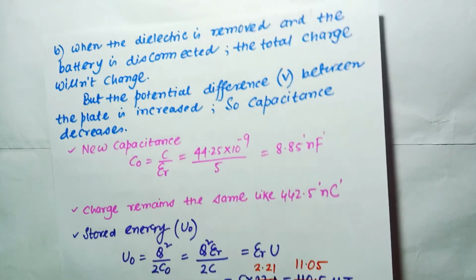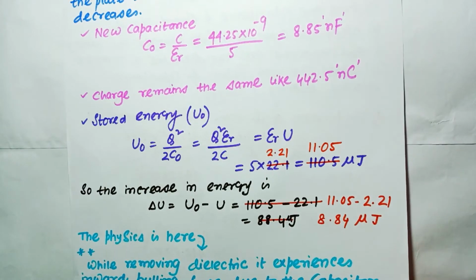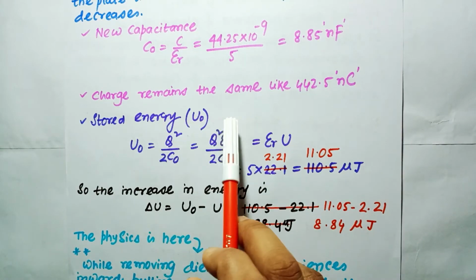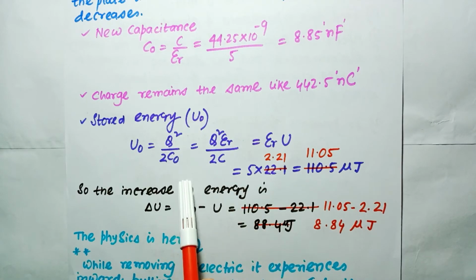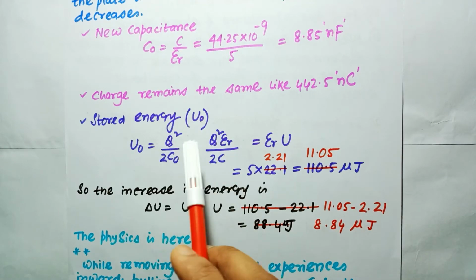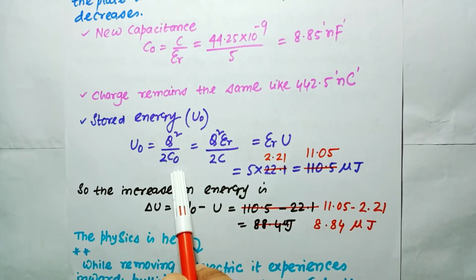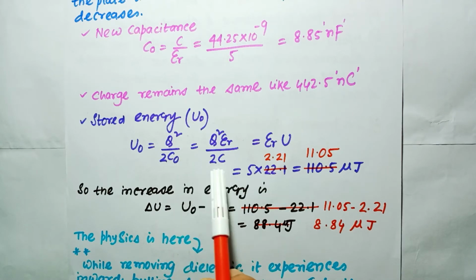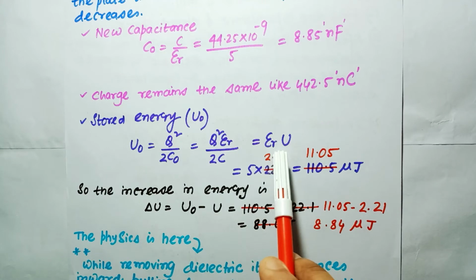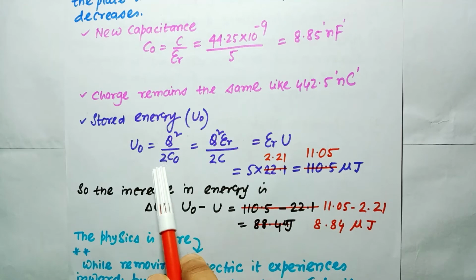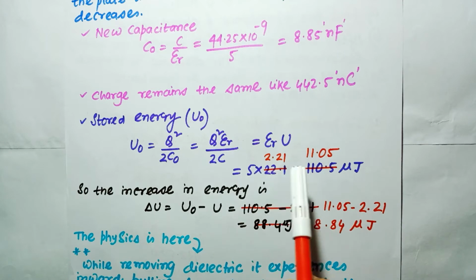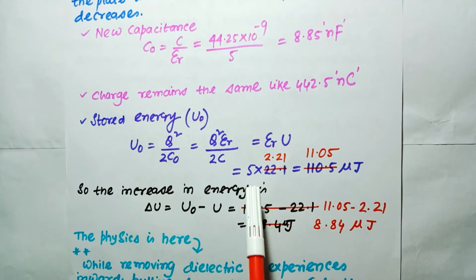Now what will be the new stored energy in the capacitor? If I remove the dielectric, the stored energy U naught will be Q square by 2 C naught, because we know the stored energy has the formula half C V square or Q square by 2C. Here C means C naught, and if I replace C naught with C by epsilon r, it becomes epsilon r times the previous stored energy. Previously I calculated the stored energy as 2.21 microjoule, times the dielectric constant 5, so it becomes 11.05 microjoule.